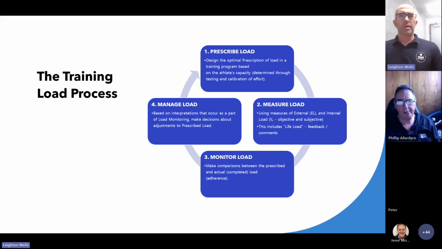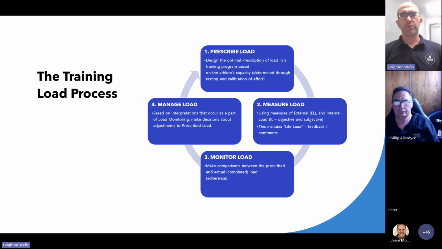So first up, we're talking about the training load process, and I want you to keep this in mind as we make our way through the slide deck and talk about the various facets of the training load process. We have prescription of load, measurement of load, monitoring of load, and then managing of load. And so that's a cyclical process.